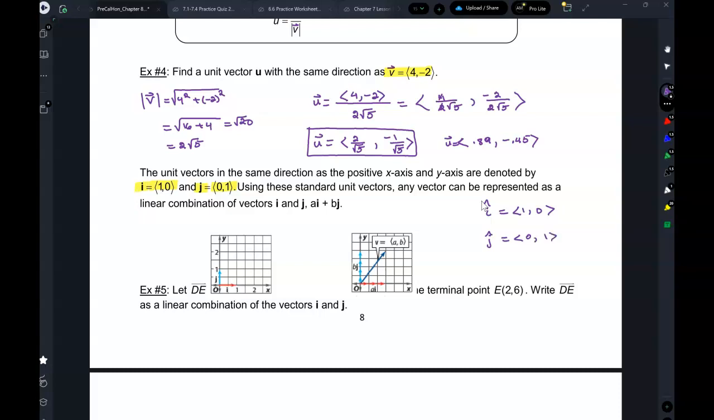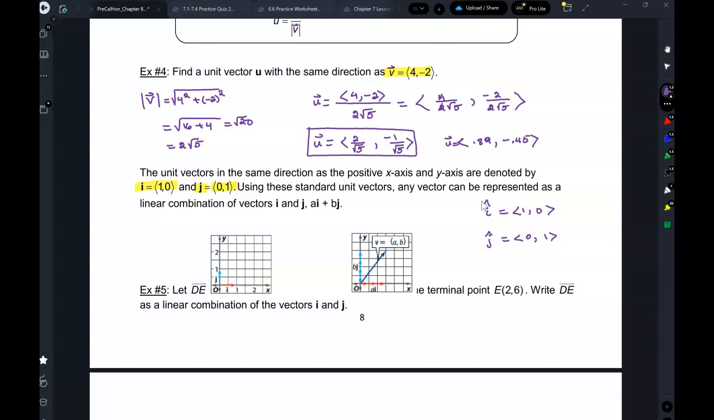In fact, a couple of years ago, I was this close to writing a little children's book, The Adventures of I Hat and J Hat, but alas, it never materialized. So i hat and j hat, pretty big deals. These are the unit vectors in the horizontal and vertical direction. Oh, how come my formatting went awry here?